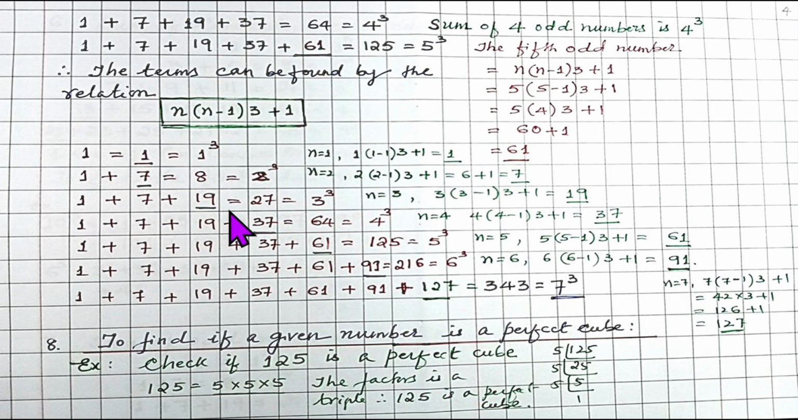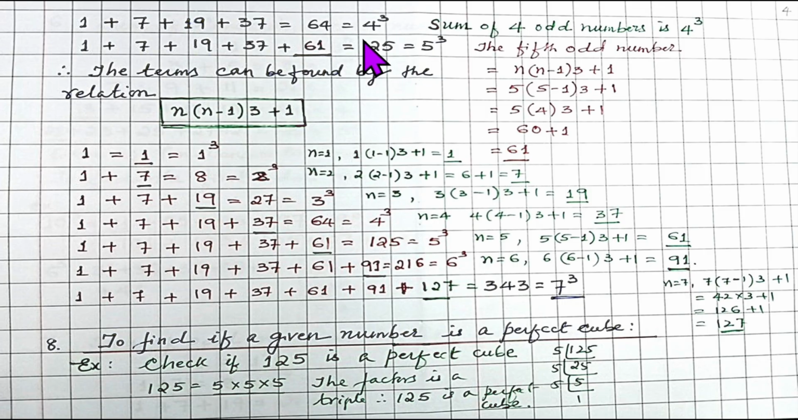For example, if you want the third, it is 3 into (3 minus 1) into 3 plus 1, that is 19. The fourth is 4 into (4 minus 1) into 3 plus 1, that is 37. The fifth odd number will be 5 into (5 minus 1) into 3 plus 1, that is 61. The sixth odd number, 6 into (6 minus 1) into 3 plus 1, we get 91. And that is the procedure of finding out the required odd numbers to add to get a perfect cube.